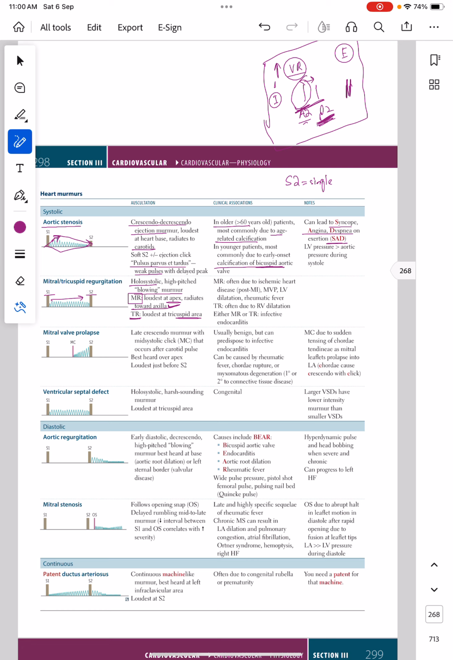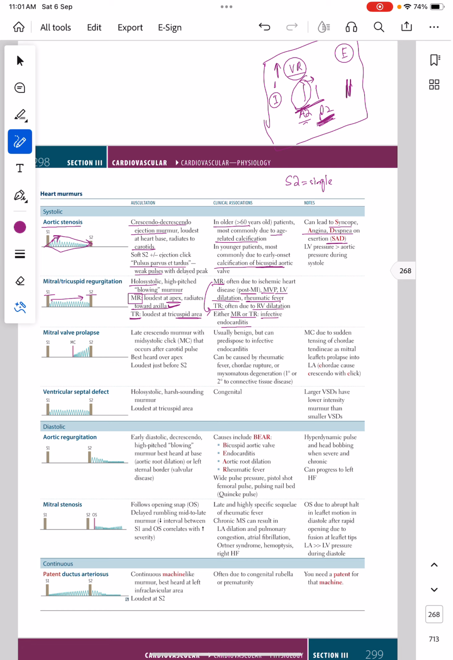It is often due to ischemic heart disease. MR is, as I discussed, one of the post-MI complications. Similarly, MVP and any reason for left ventricular dilatation will cause MR. Similarly, rheumatic fever has a close association with MR. And the tricuspid regurg is often due to right ventricular dilatation, either as a complication of the mitral regurg or the tricuspid regurg, or infective endocarditis. In IV drug abusers, it causes right-sided valve damage. So let's move to the next one, mitral valve prolapse.